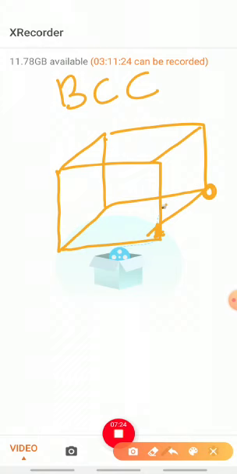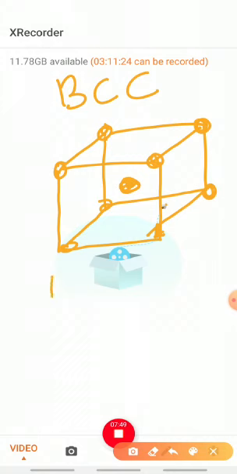One, 2, 3, 4, 5, 6, 7, 8. 8 are at 8 corners and 1 is at the center. 8 at 8 corners means it will be SCC, simple cubic crystal. 8 at 8 corners plus 1 in the center means it will be BCC, body center cubic crystal.